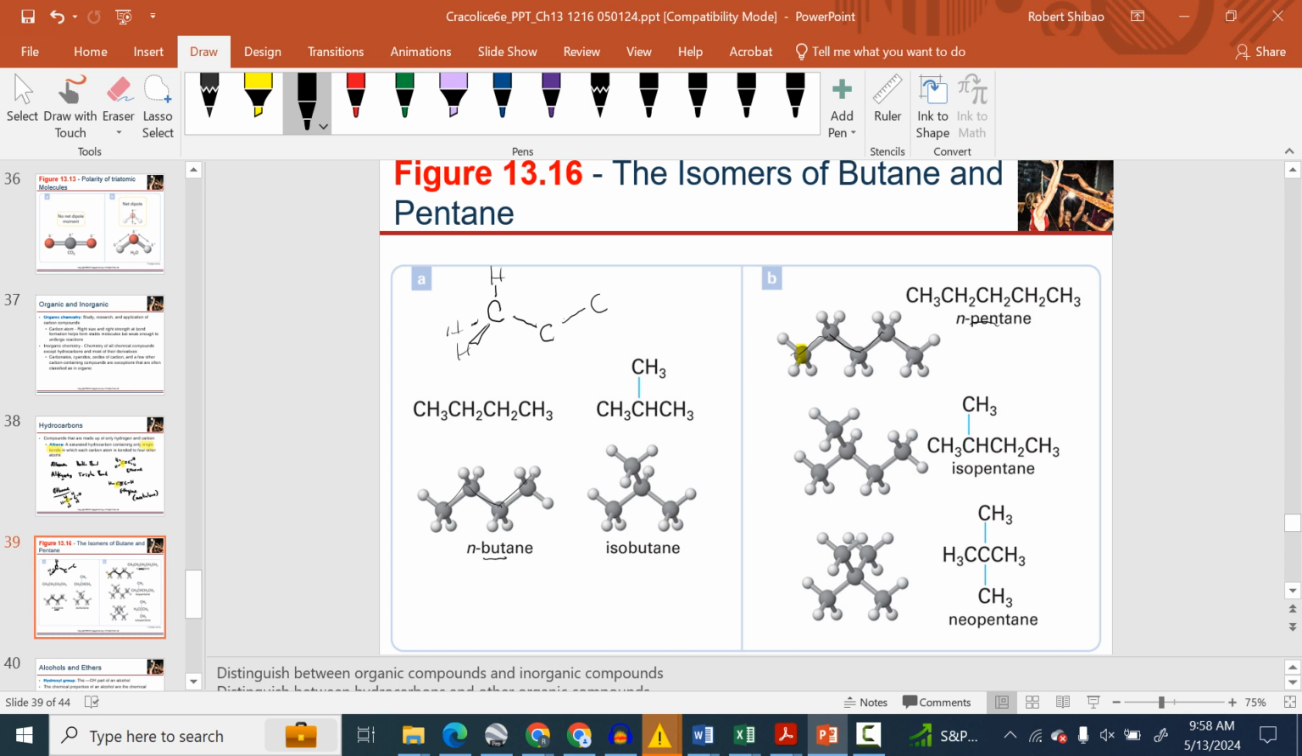Three carbons here, this would be called pentane. Not pent. Pent is 5. What would 3 be? Do you know what 3 is called? Try. No. Actually, I need to erase this.